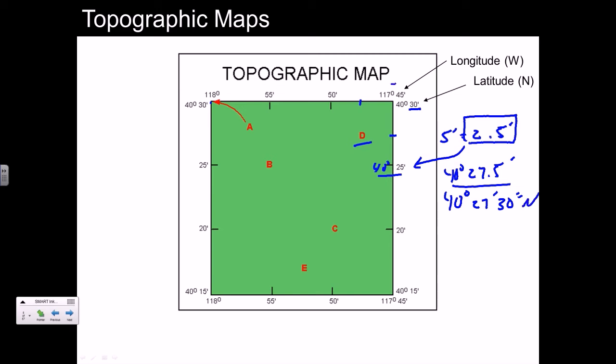Now we're going to measure in this direction to the west, so we're going to have a western measurement here. And we know it's going to be 117 degrees. We're starting out at 45 to 50. That's a total increment of 5. Okay, but we got to cut it in half because we're halfway between. So that means we're going to add 2.5. So it becomes 117 degrees, and then 45 plus 2.5 is 47.5, or 47 minutes and 30 seconds.